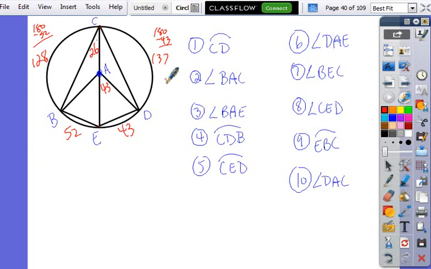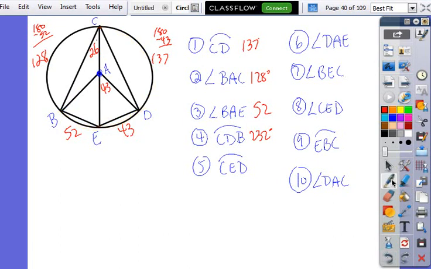So once we have the arcs, then I can start doing this stuff. Arc CD would be 137. Angle BAC. BAC is a central, so that would be 128. Number 3, angle BAE. So BAE matches that 52. Then it goes back to arc CDB, so I'm going around the circle. Get 232 because I'm adding up those pieces, or 360 minus the 128 that I don't need.